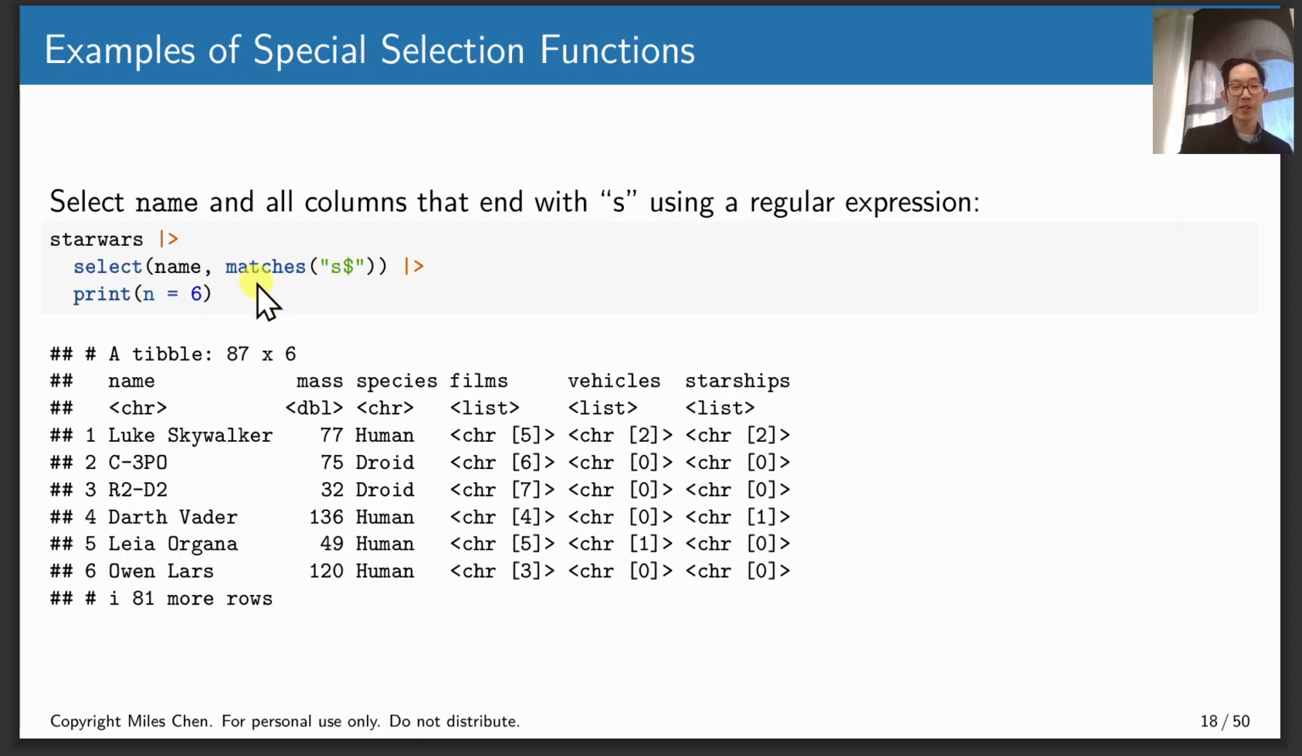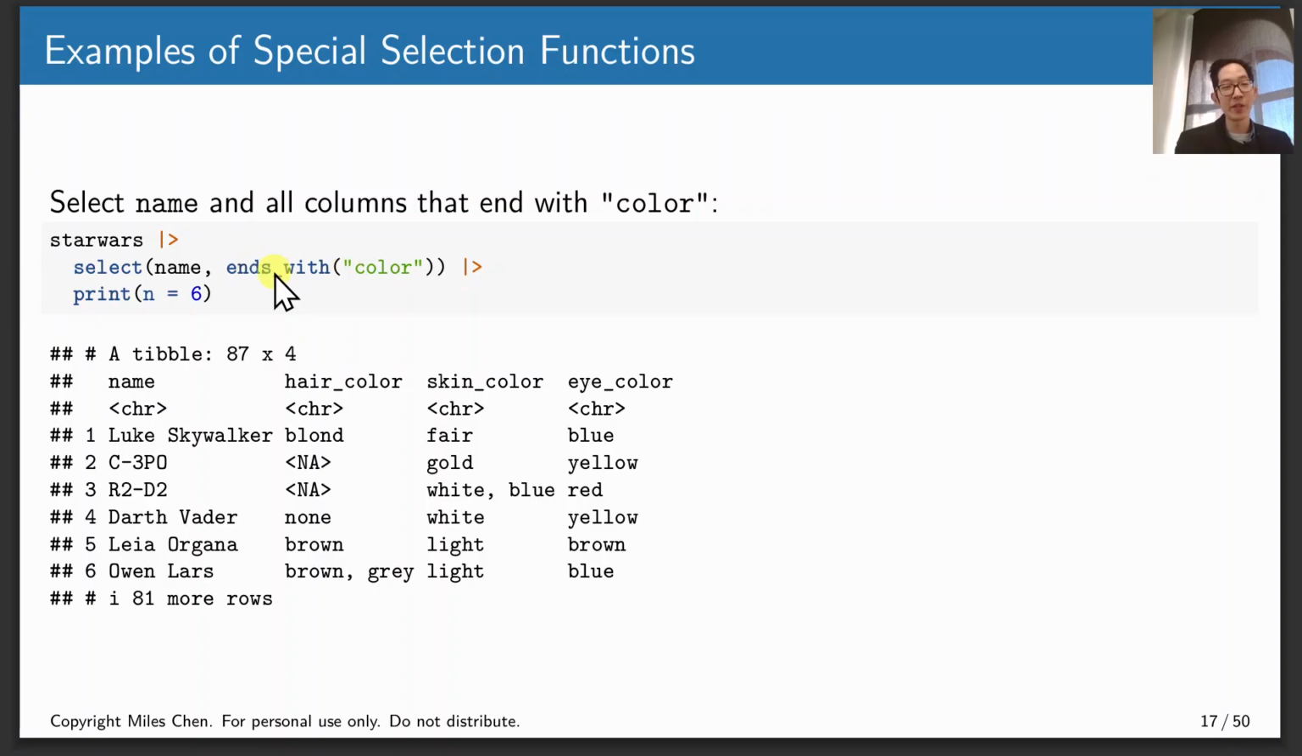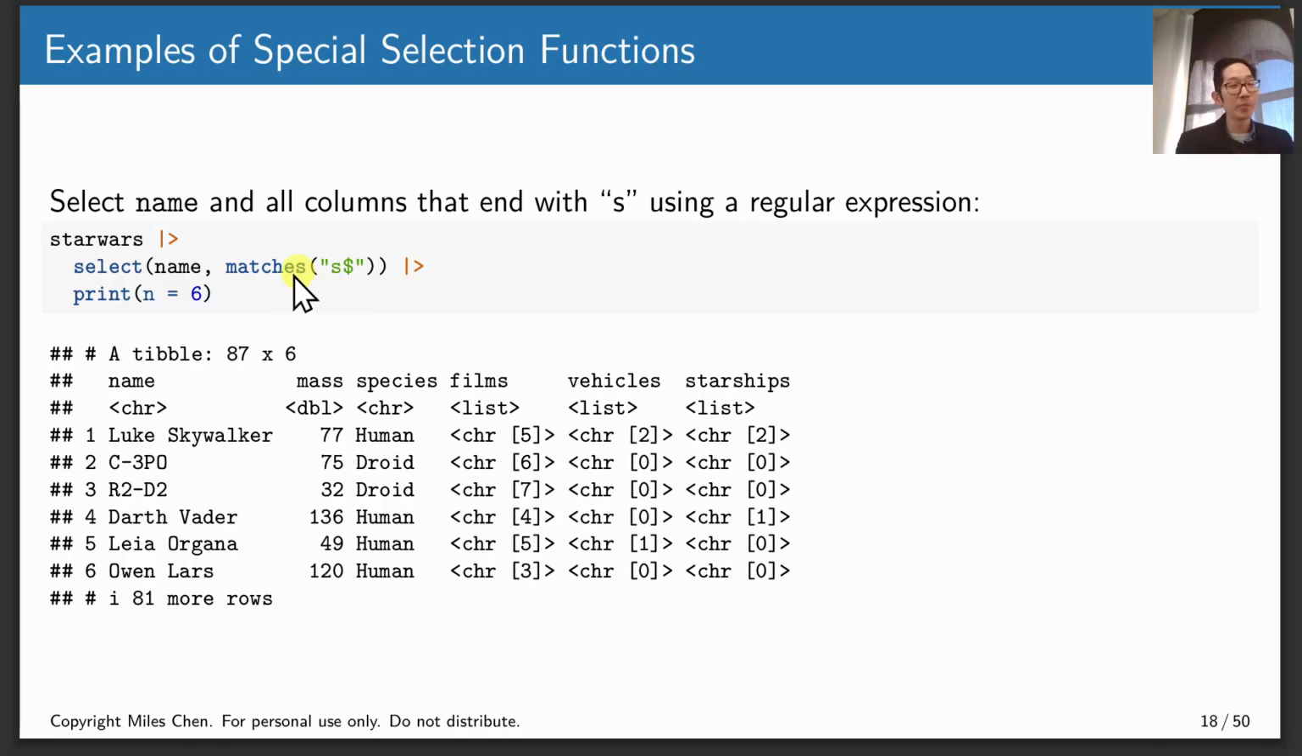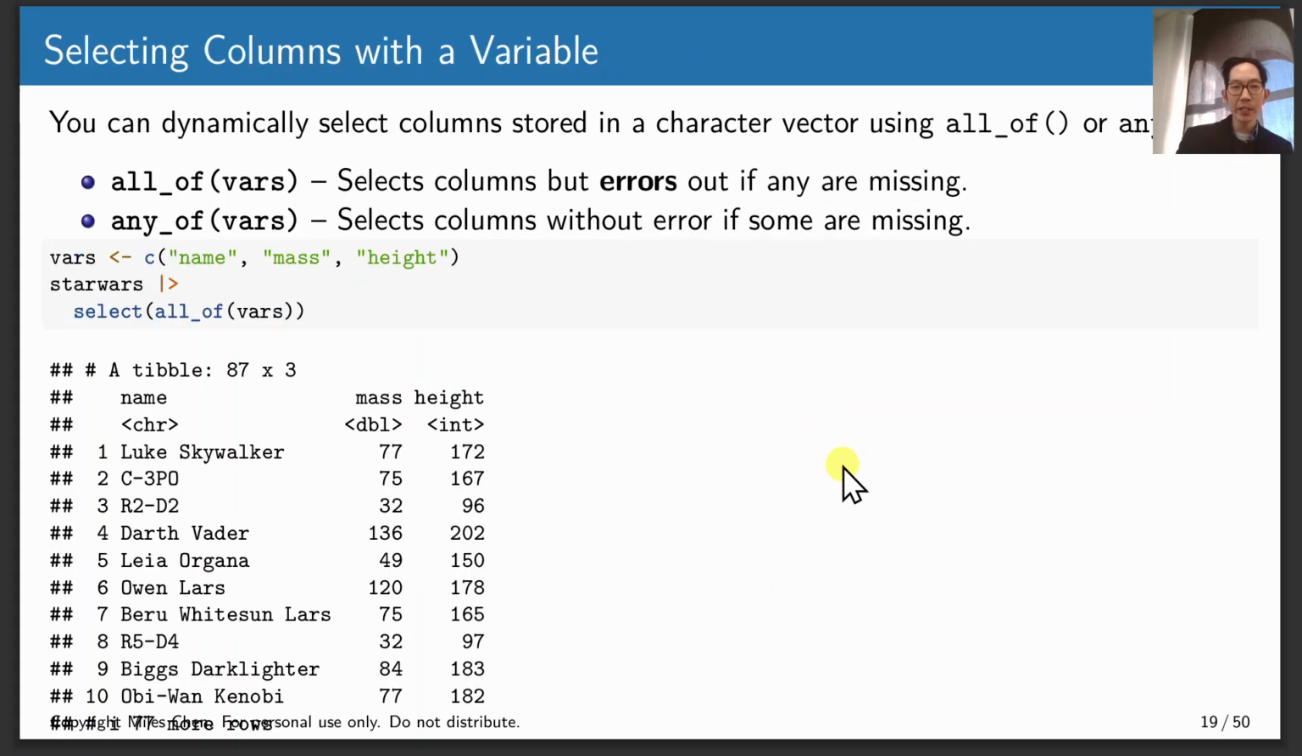This seems kind of silly, but this is a regular expression, S$, which means ends with an S. Now I realize I could have also just done ends with S, but this is a regular expression, and we'll learn more about regular expressions. But this one picks name along with anything ending in S. So we have mass, species, films, vehicles, and starships, and we have that, okay?